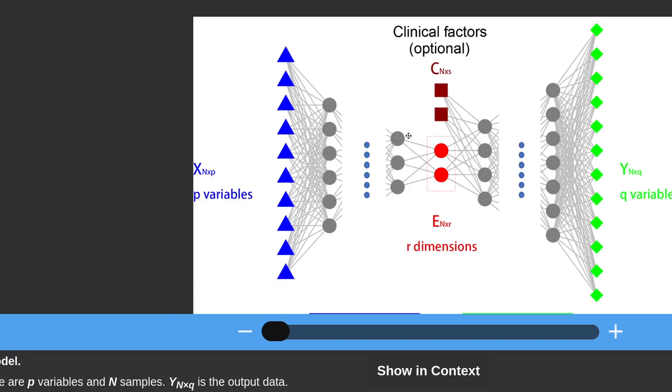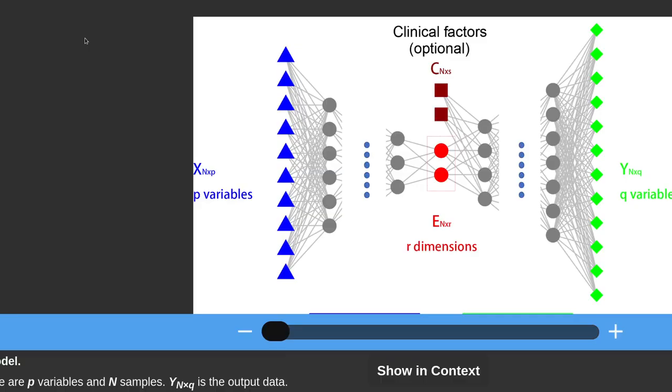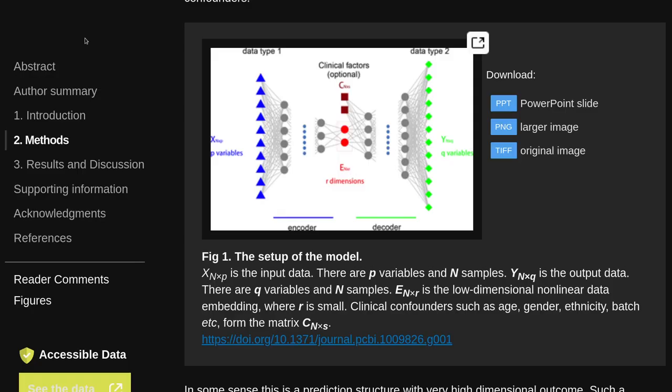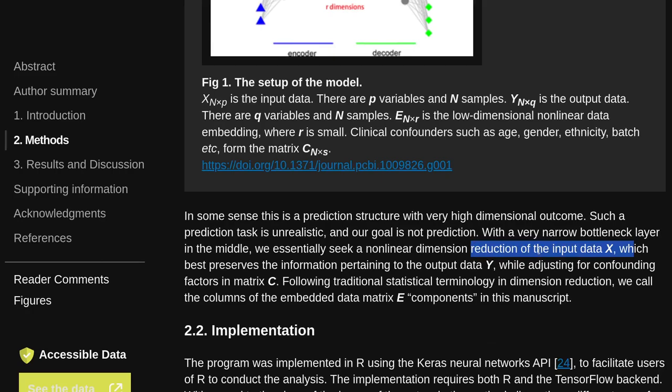In some sense, this is a prediction structure with very high dimensional outcome. Such a prediction task is unrealistic, and our goal is not prediction. With a very narrow bottleneck layer in the middle, we essentially seek a nonlinear dimension reduction of the input data X, which best preserves the information pertaining to the output data Y, while adjusting for confounding factors in matrix C. Following traditional statistical terminology in dimension reduction, we call the columns of the embedded data matrix E components in this manuscript.